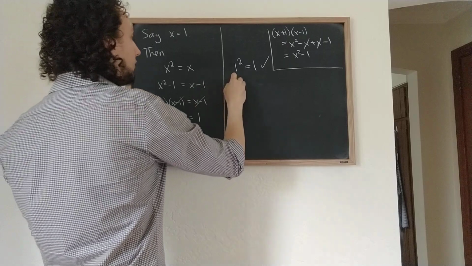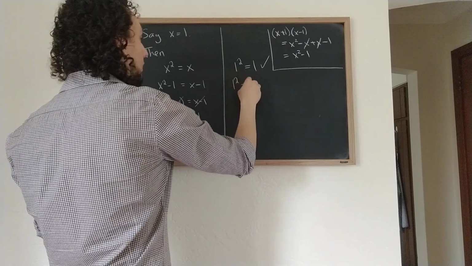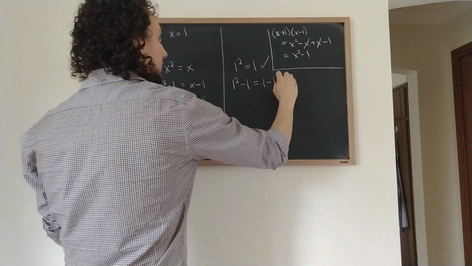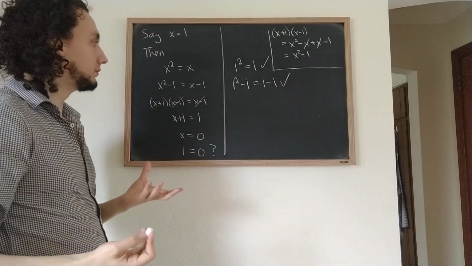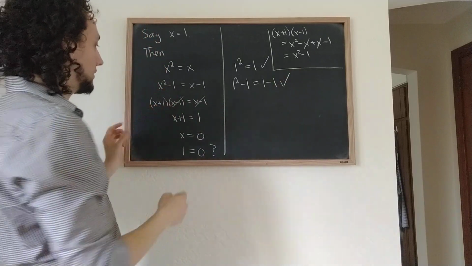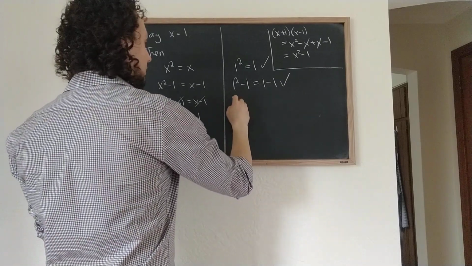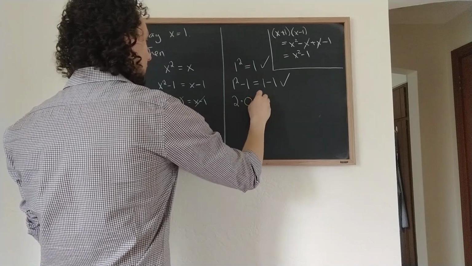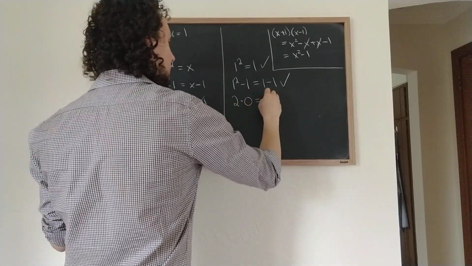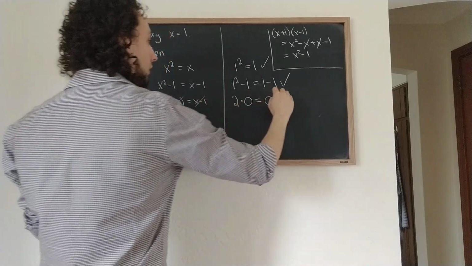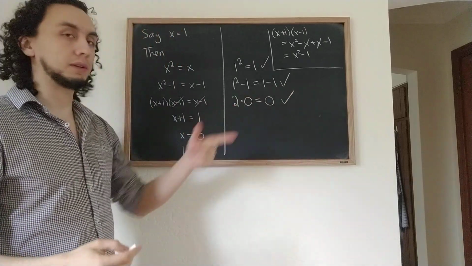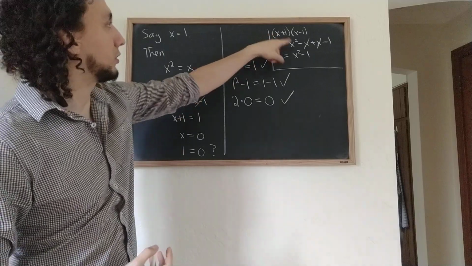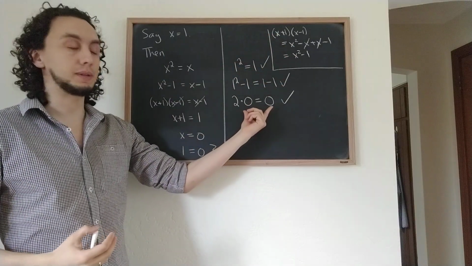Then I subtracted 1 from both sides, so I got 1 squared minus 1 equals 1 minus 1. And that's just to say that 0 equals 0. That's true too. Now I factored this, and I got x plus 1, which is 2, times x minus 1, which is 0, equals x minus 1, which is 0. So even up to here, this is still true. 2 times 0 is indeed equal to 0. Okay, so the problem didn't occur here. 2 times 0 is 0.